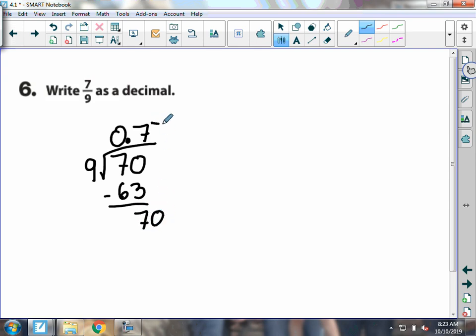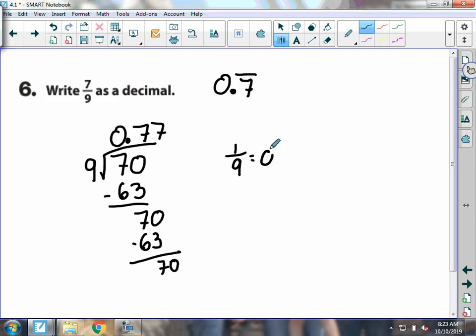What do you notice? This is just going to repeat. So I'm going to write this as 0.7 with a bar notation over the 7. That means that that 7 is repeating. So here's a little trick with 9s.